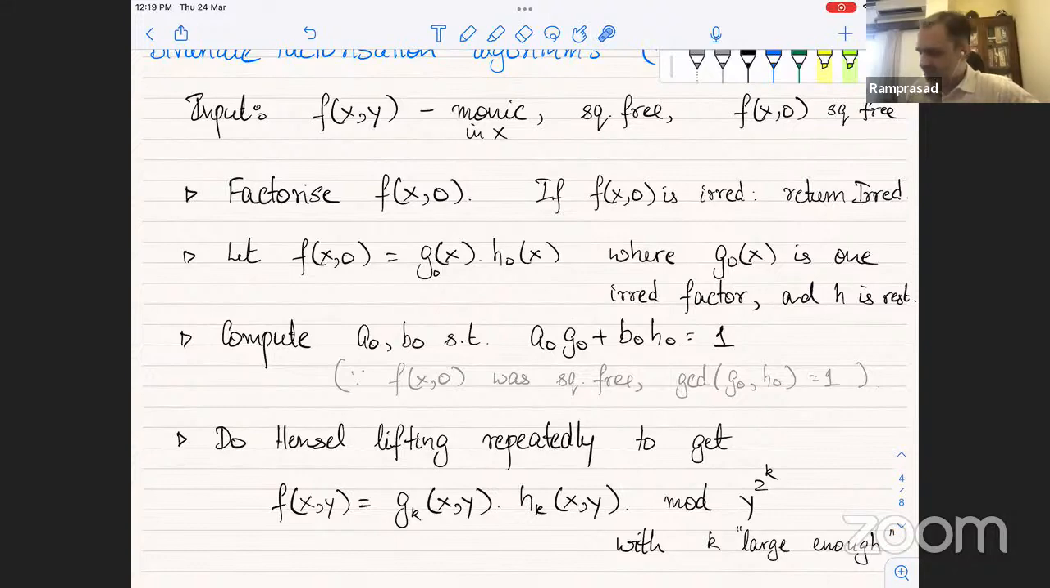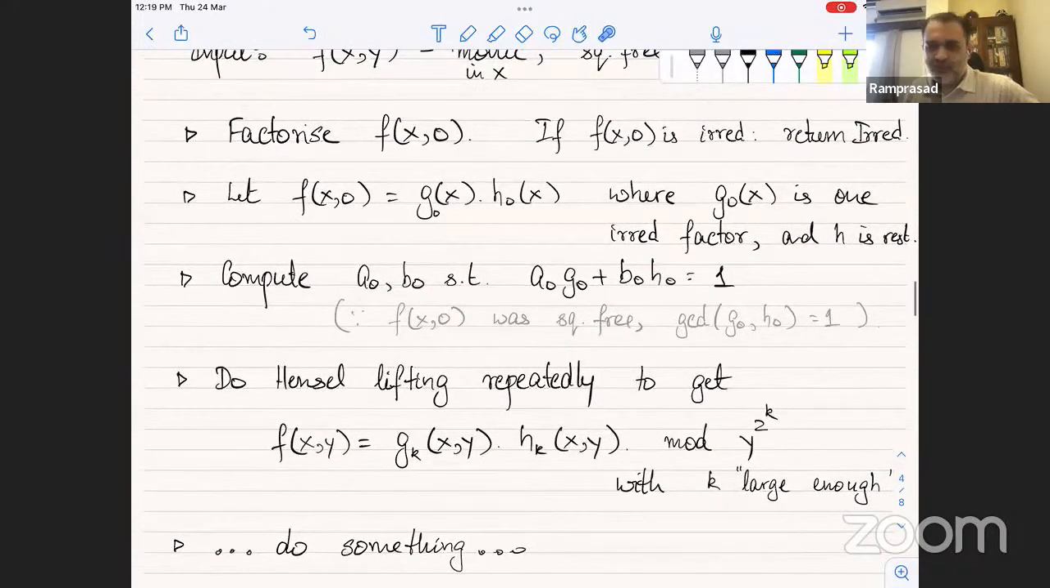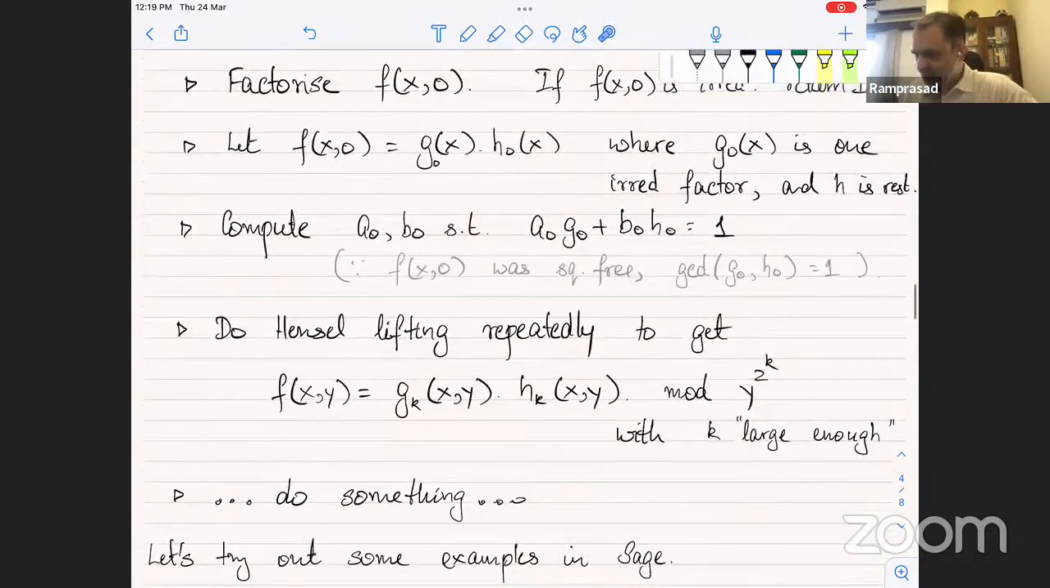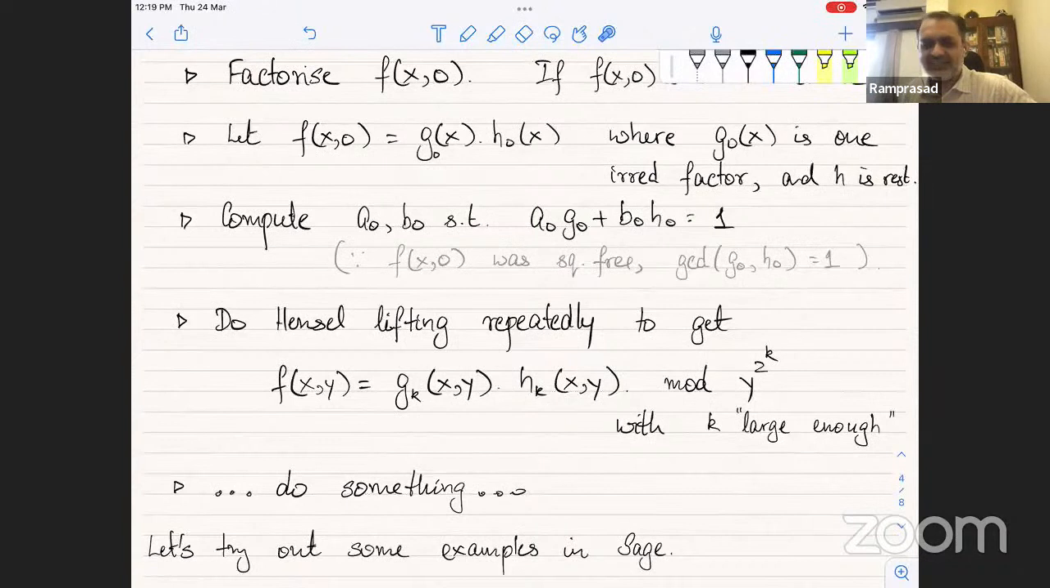And once you lift it, we want to do something. So it's unclear what we want to do. Varun's suggestion was, shouldn't gk already be a factor? So that was one thing that we need to verify. So let's just try out some examples on Sage, because otherwise I think it's sort of hard to really convince yourself as to what is happening here.